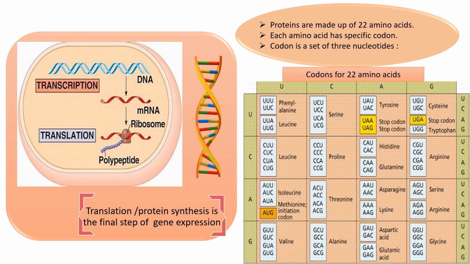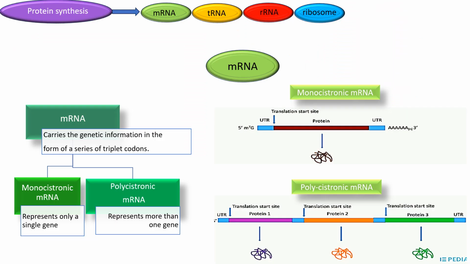But before going into detail about this protein synthesis process, let's talk about some important elements which are involved in the particular protein synthesis. So here are the different elements which are involved in protein synthesis: mRNA, tRNA, rRNA and ribosome. These are the main elements which are involved in the particular process.